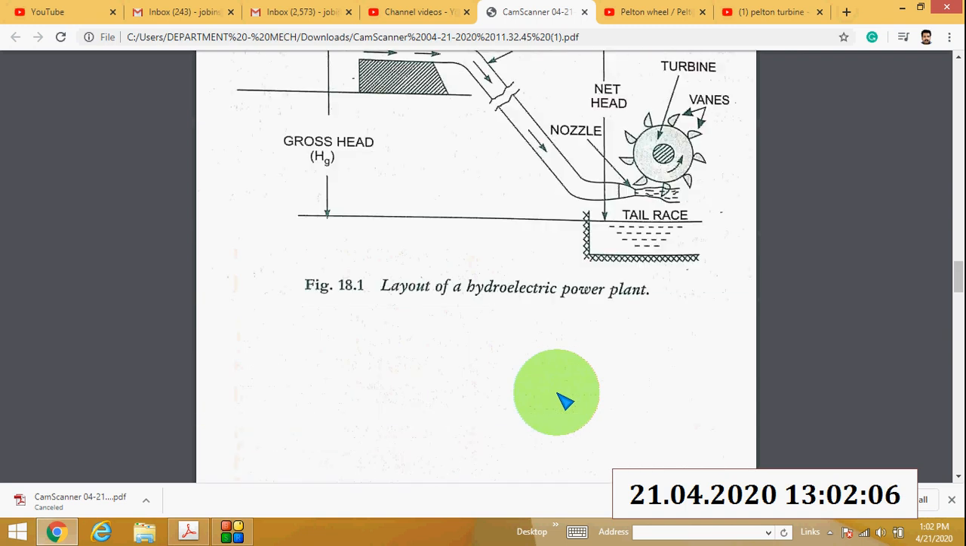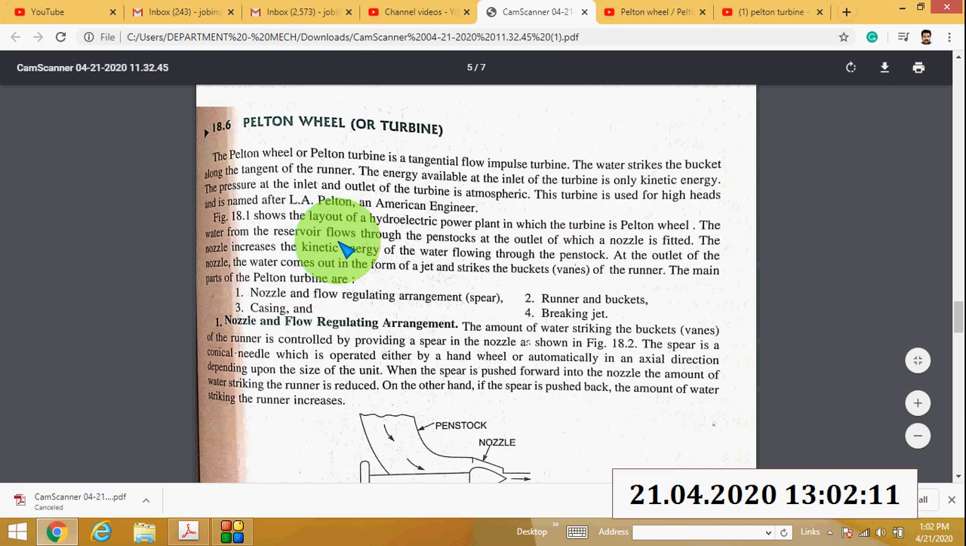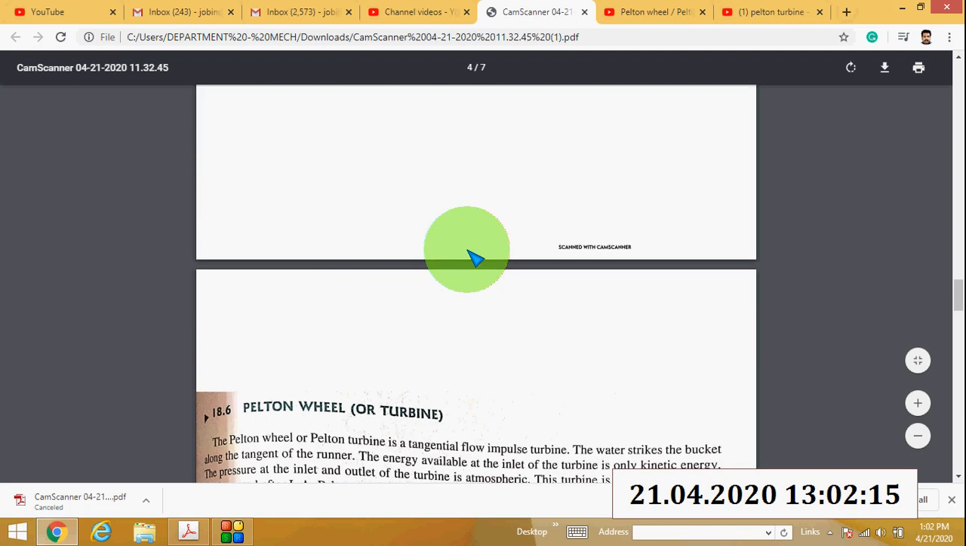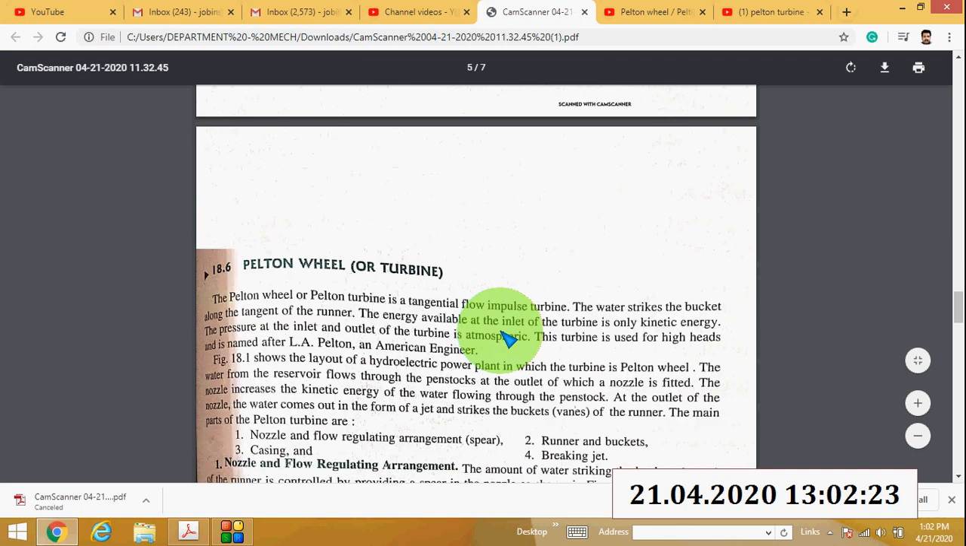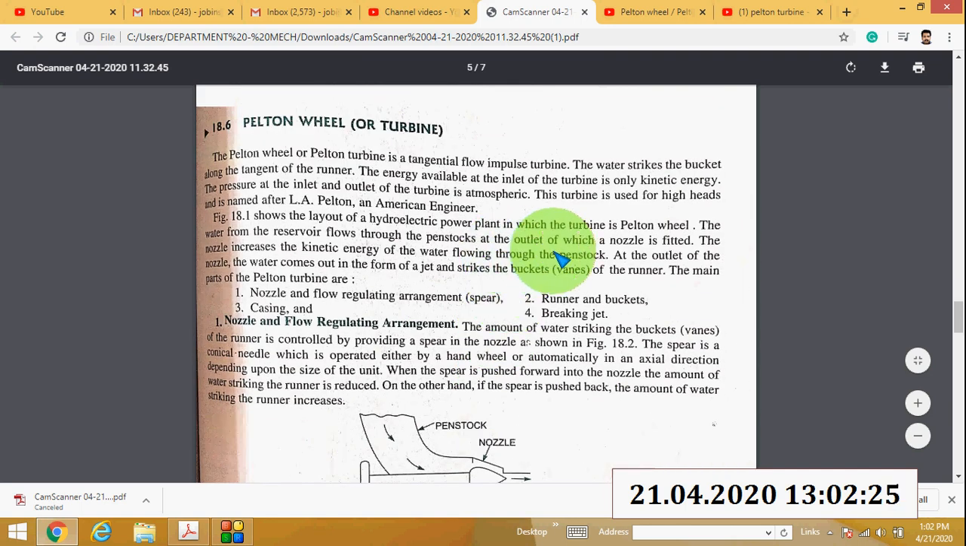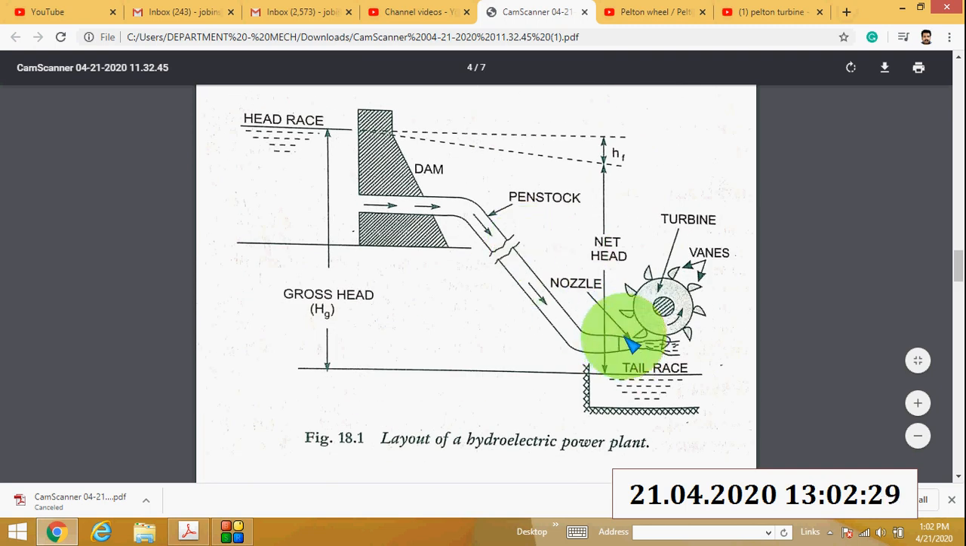The water from the reservoir, this portion is the reservoir, flows through the penstocks. You can see penstock means a large diameter pipe. So this is the reservoir and this is the large diameter pipe called the penstock, at the outlet of which a nozzle is fitted. So here you can see the nozzle.